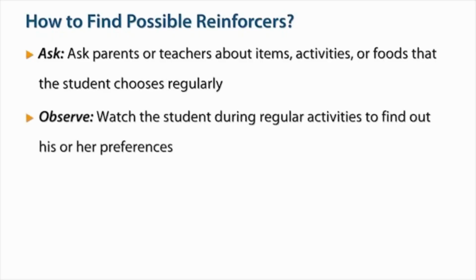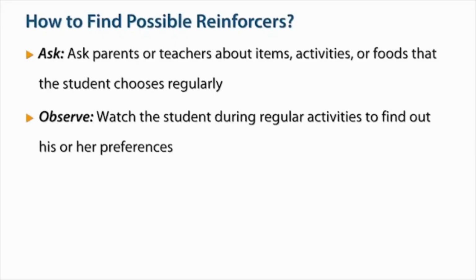Observe. Another easy way to find out a student's preferences is to simply watch the child. What do you see? Anything the student chooses or engages with frequently is likely to be a preferred item. For example, at recess every day, you notice and write down the student's activity choice. For the 5 days, the student played on the swings. You've observed that swinging is a preferred activity and will probably be a good reinforcer for that student. You can try using swing time as a reinforcer to see if it works.